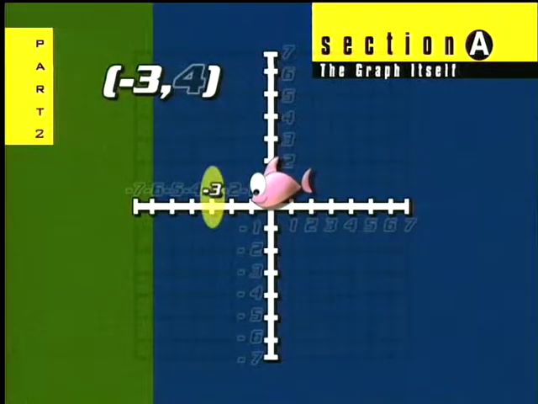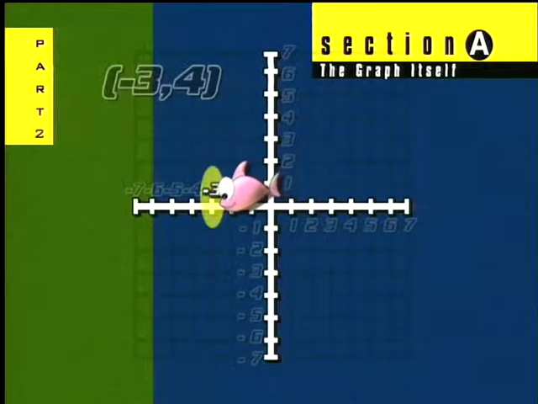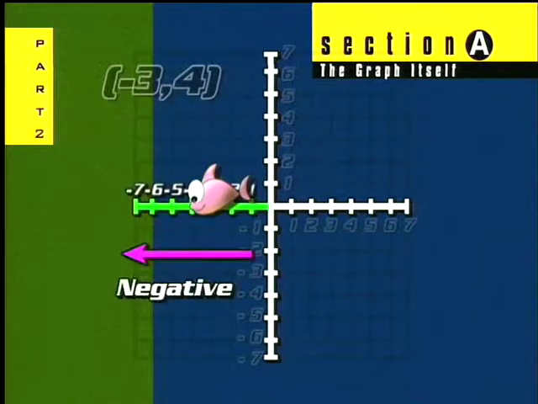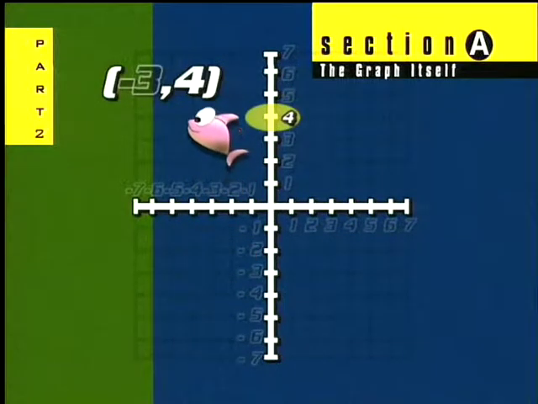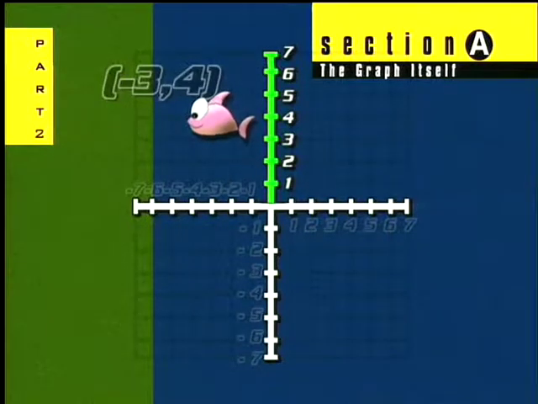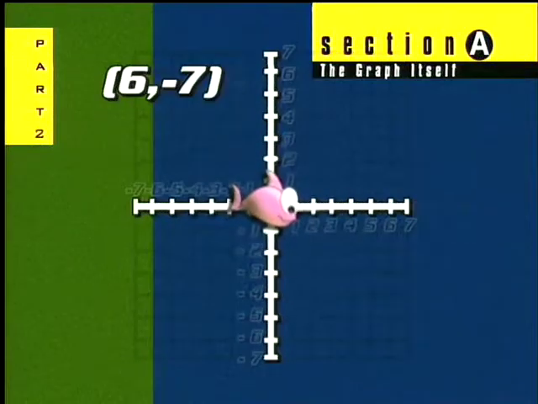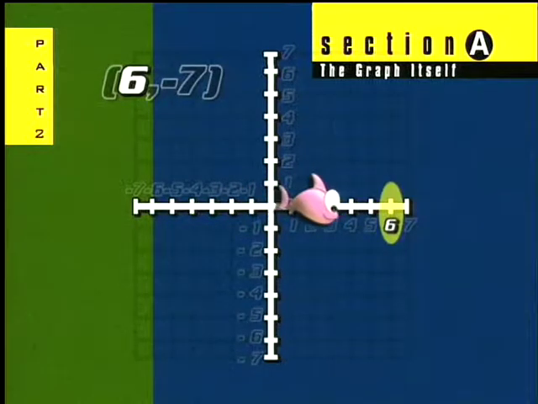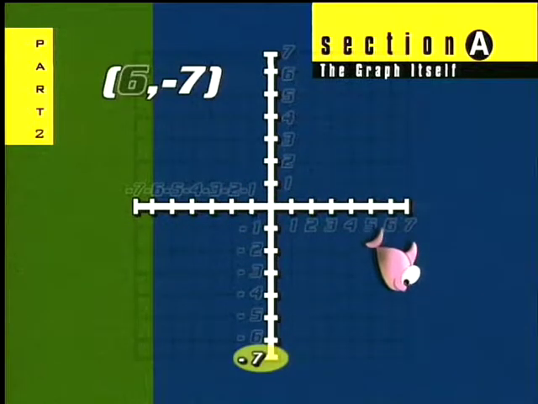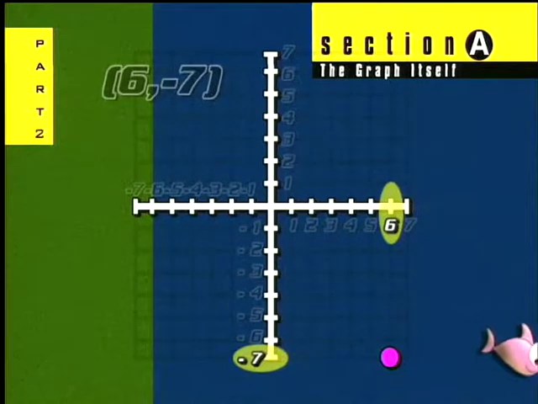Say we want to plot the coordinates -3, +4. Starting with a -3, Greta moves to the left 3 places on the x-axis because the numbers to the left of 0 are negative. Then Greta swims up 4 on the y because moving up puts her in the land of positive. So, she puts a point at -3, +4. Or, if we had the coordinates +6, -7, Greta goes 6 places to the right on the x and 7 places down on the y and makes her mark.